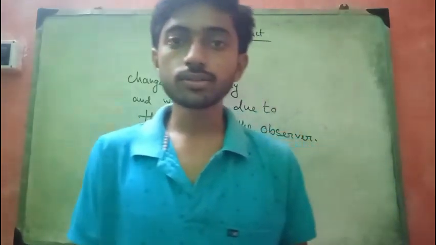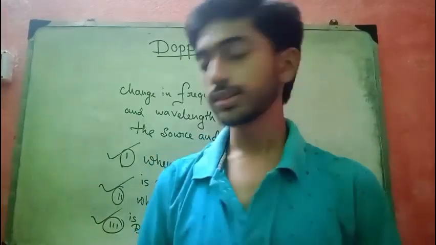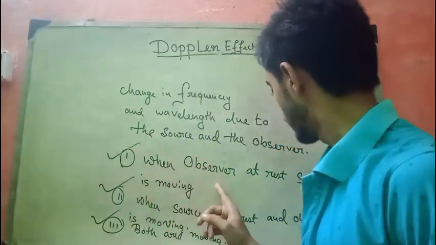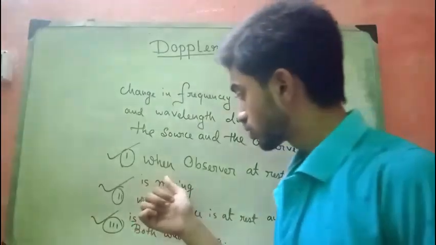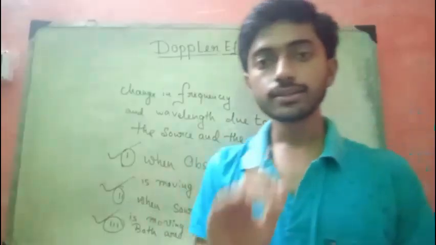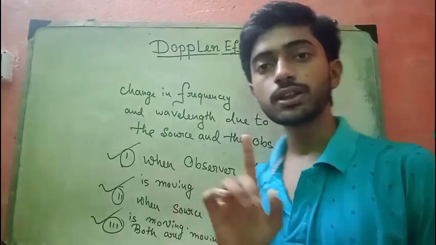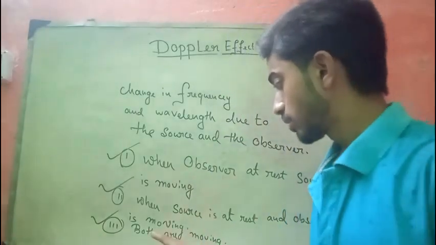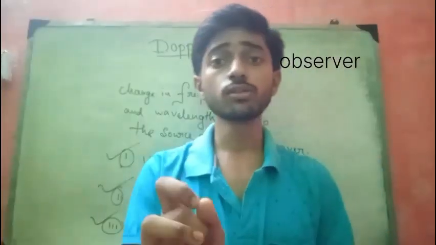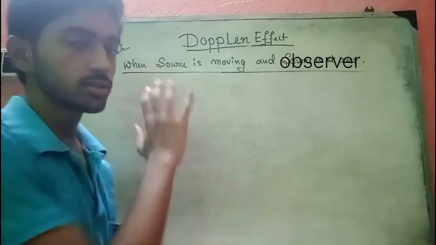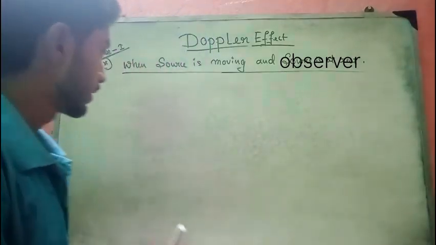Here we discuss three cases of the Doppler effect. What are the three cases? The first is when the observer is at rest and the source is moving, second, when the source is at rest and the observer is moving, and third, when both source and observer are moving. Now I am going to discuss the first case, when the source is moving and the observer is at rest.